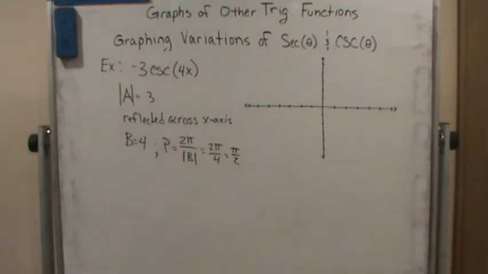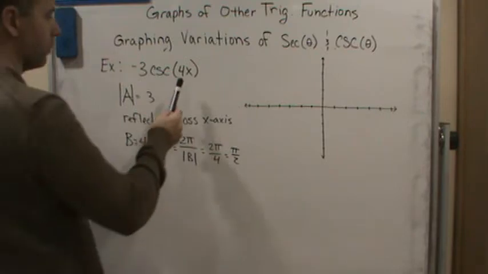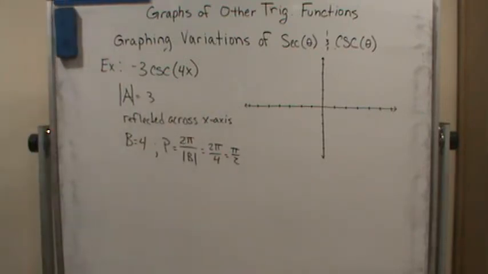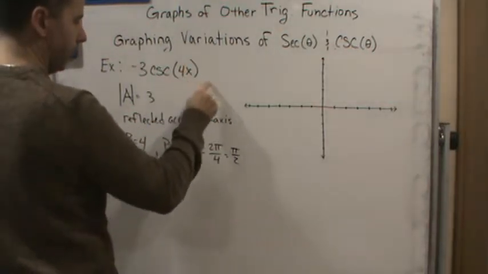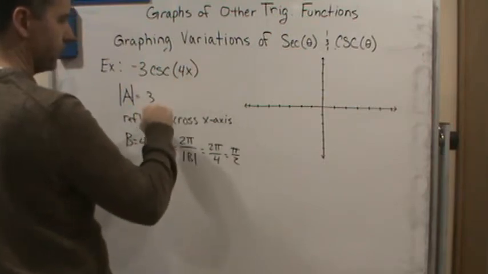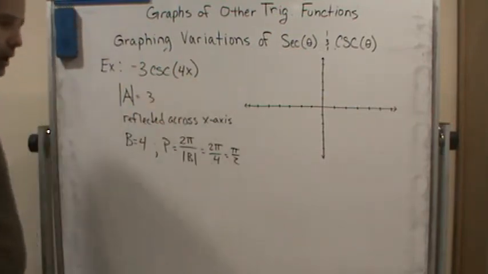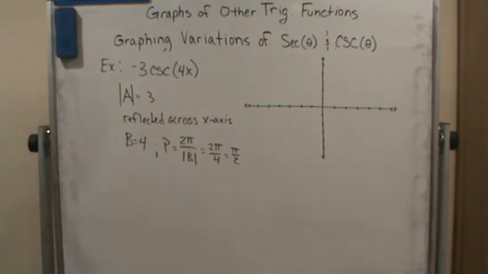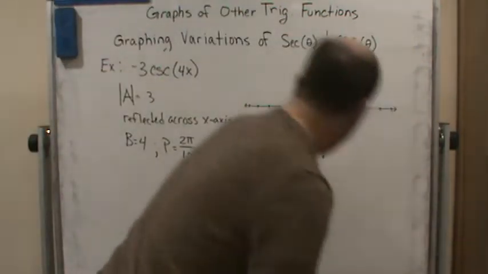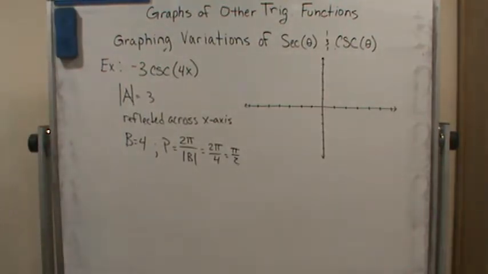Now, the phase shift. In this case, because we have no B or C, there's no phase shift. That makes sense because we're not subtracting a constant from inside the function or adding a constant, so there's no horizontal shift. There's no phase shift because C is 0. And remember, the phase shift is C over B.